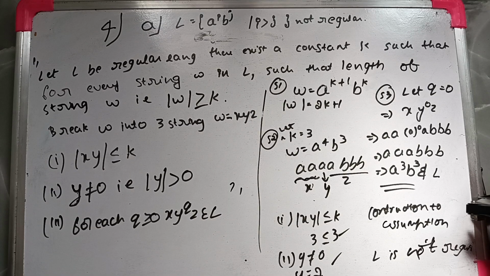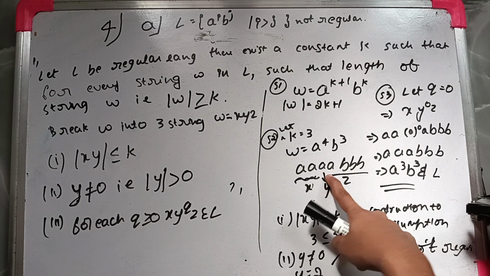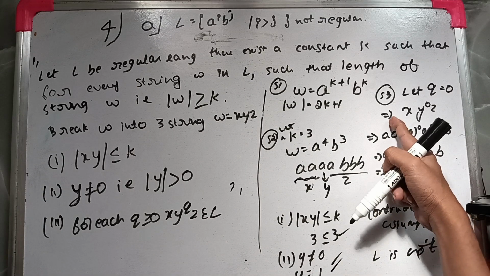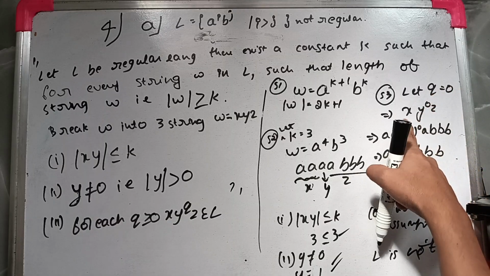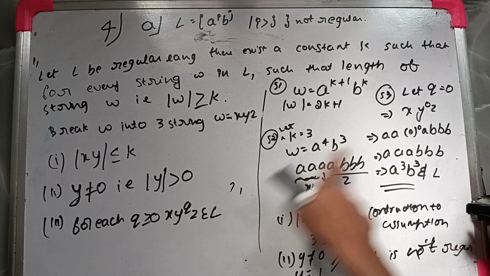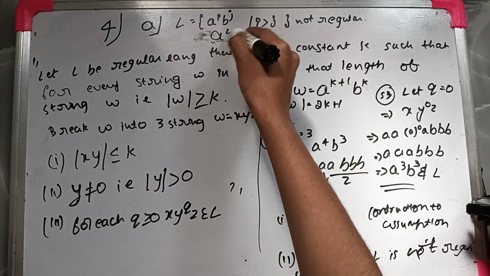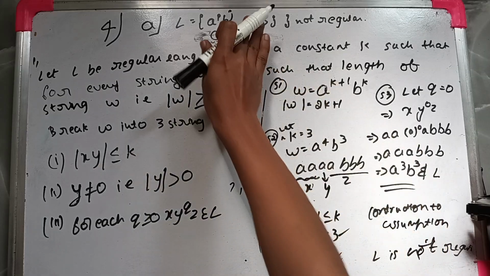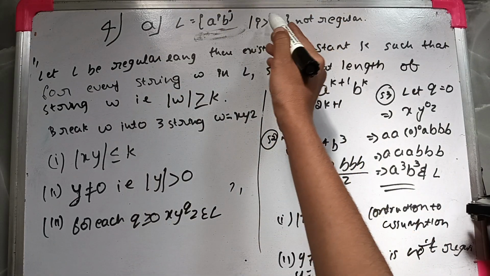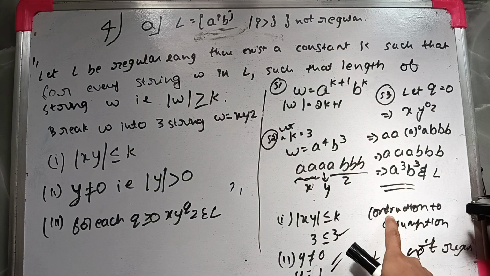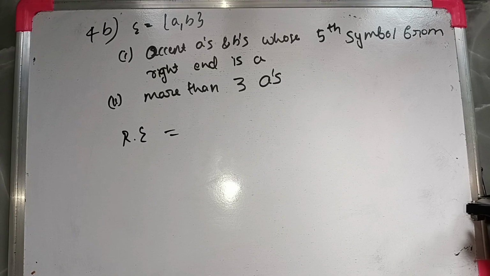Next, y not equal to 0, here y is 1 and it is not equal to 0, and in the third step we assume q equal to 0. Next, here x y0 z, y means a. Next it becomes a3 b3, but what we need to get is a4 b3. Here i and j are the same, but the condition given is i should be greater than j, correct? So this does not belong to the language, which is a contradiction to our assumption. So L is not regular. Next, accept A's and B's. Okay, the question is 4b.